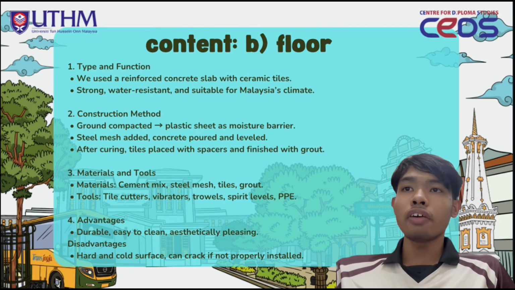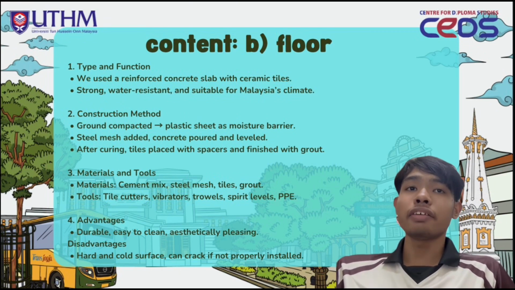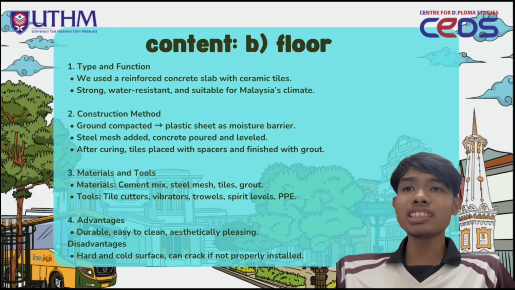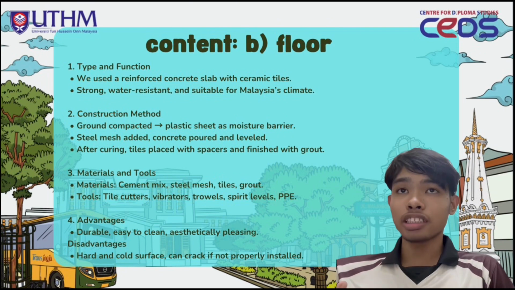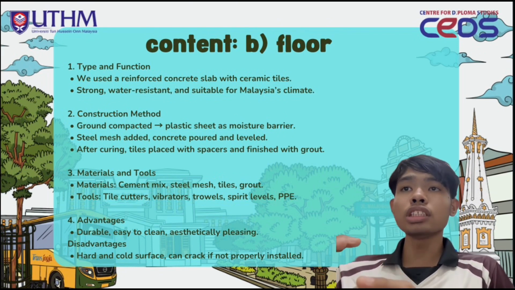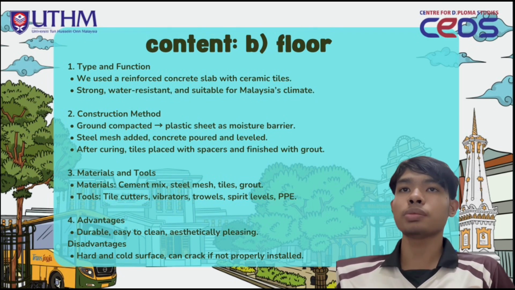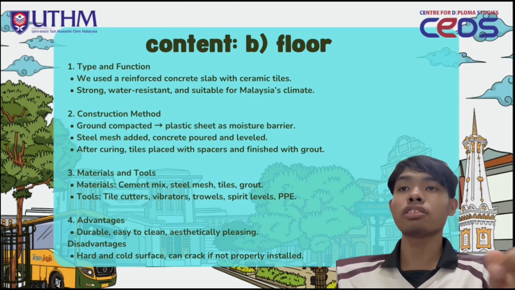On the upper floor, we used a formwork system to support the concrete while it was being poured. After the formwork was set, the reinforcement bars were placed and concrete was poured, leveled and left to cure. Once dry, the tiling process was completed just like on the ground floor. The materials involved include cement mix, steel mesh, ceramic tiles, tile adhesive and grout. The tools we use are the concrete vibrator, trowel and spirit level, tile cutter, and safety equipment.